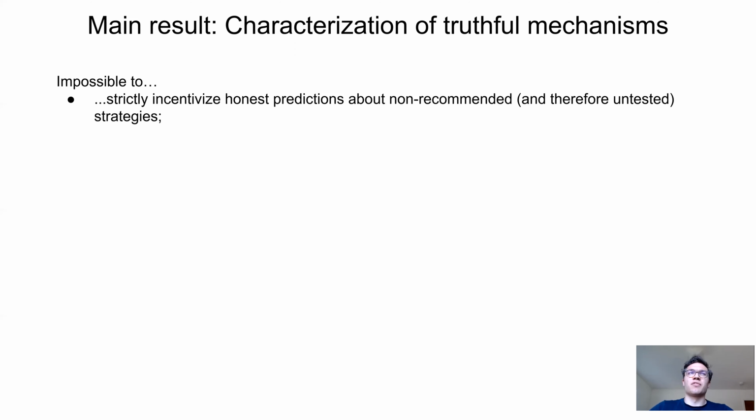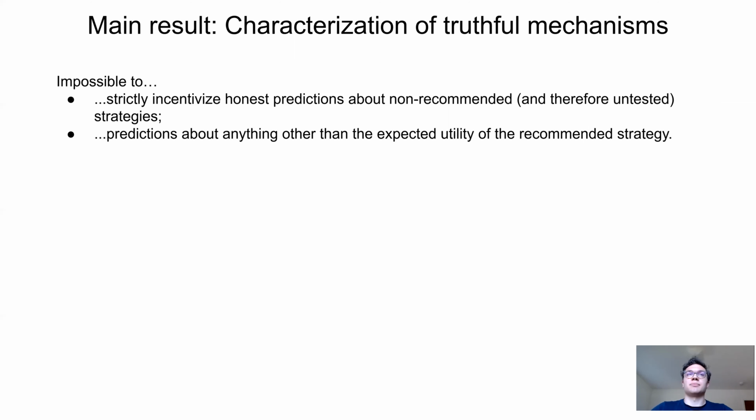Now, this was again just one particular mechanism. So in the paper, we provide a full characterization of all truthful mechanisms for this setting. So first, there are some impossibilities. The first one is kind of obvious. It is impossible for Alice to strictly incentivize Bob to make honest predictions about non-recommended strategies. And this is because in our setting, these strategies are never tested.